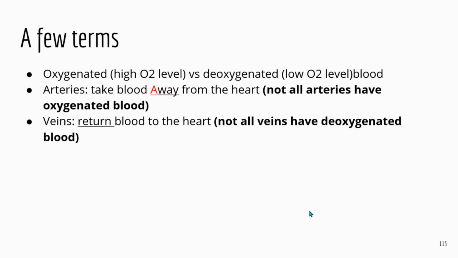The first set of terms is oxygenated and deoxygenated blood. Oxygenated blood has a high oxygen level. That's the blood that has gone through the gas exchange at the lungs. Okay, at the lungs there's a gas exchange, so the blood in the lungs will pick up oxygen that you just inhale in, and they will dump CO2, and then you exhale CO2, right? So after the lungs, the blood will become the oxygenated blood.